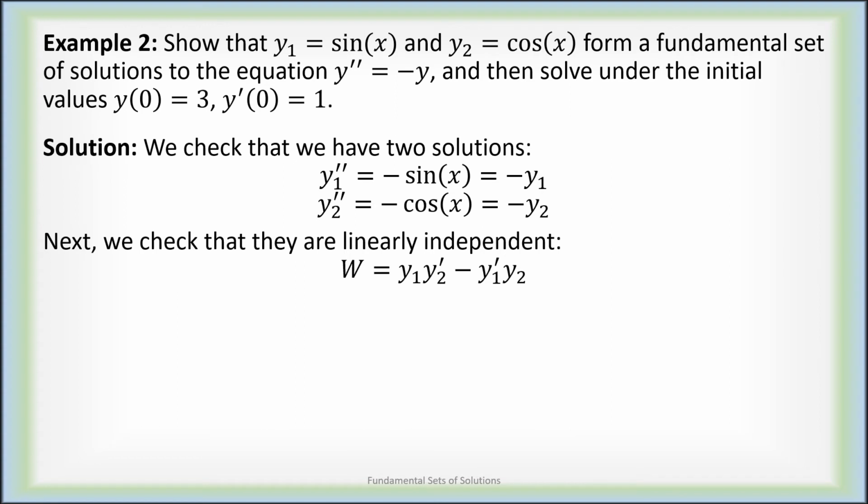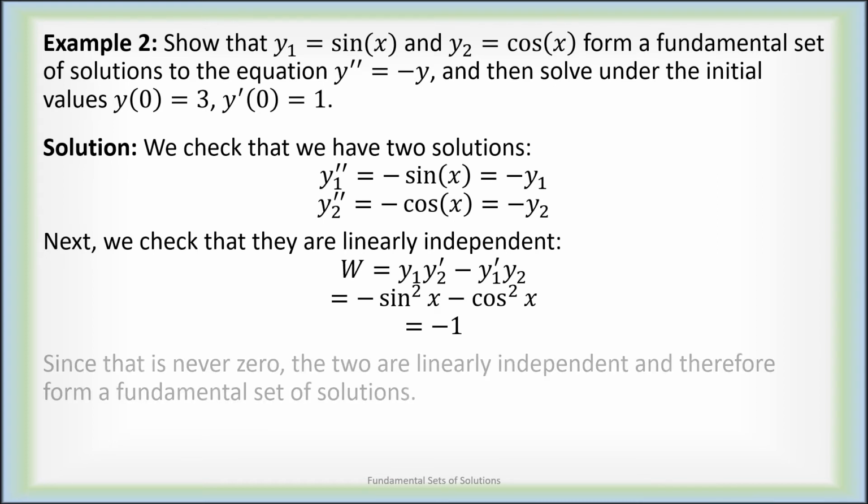So we compute the Wronskian, y1 y2 prime minus y1 prime y2. Okay, y2 prime is just negative sine x, times sine x gives me a minus sine squared. y1 prime is cos x, times a cos x gives me a cos squared. So I have negative sine squared x minus cos squared x. I, of course, can factor out the minus sign, leaving behind a sine squared plus cos squared, or a 1. So the Wronskian of these two functions is a constant negative 1. Negative 1 is never 0, so our Wronskian is never 0. So our two functions are linearly independent, so we have a fundamental set of solutions.